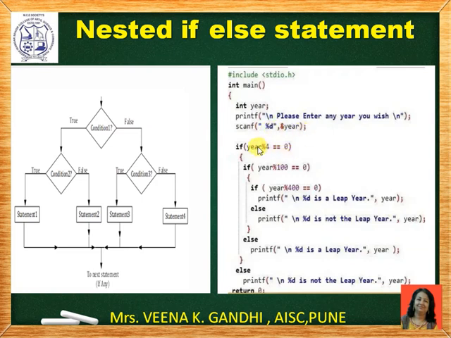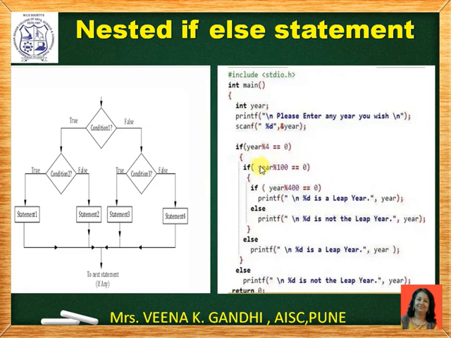Now if year mod 4 equal to 0, if the year is completely divisible by 4, then check whether it is a century year or not. If year mod 100 equal to 0, meaning a century year, then check if it is divisible by 400. So if year mod 400 equal to 0, then printf it is a leap year. If it is not, then printf it is not a leap year.